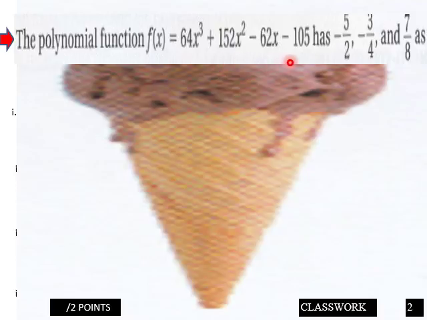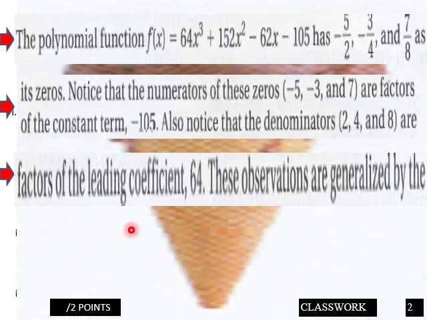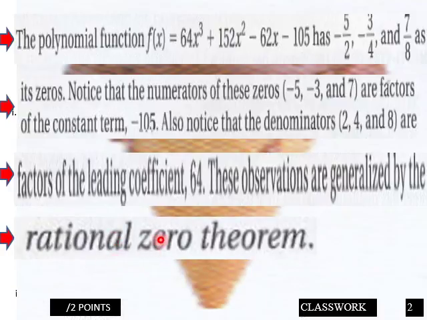The polynomial function here has negative 5 over 2, negative 3 over 4, and 7/8 as its zeros. Notice that the numerators of these zeros, negative 5, negative 3, and 7 are factors of the constant term, negative 105. So negative 105 has these here as factors of negative 105. And our factors of the leading coefficient 64. And the leading coefficient plays a role in finding zeros as well. These observations are generalized by the rational zero theorem.